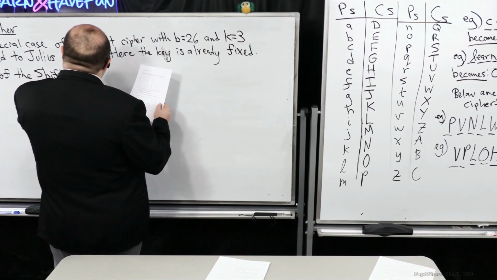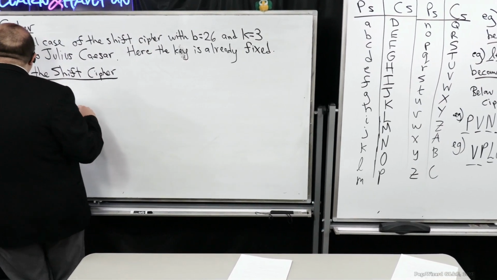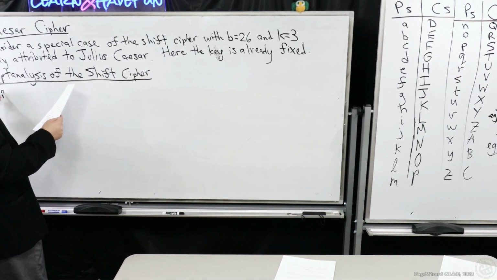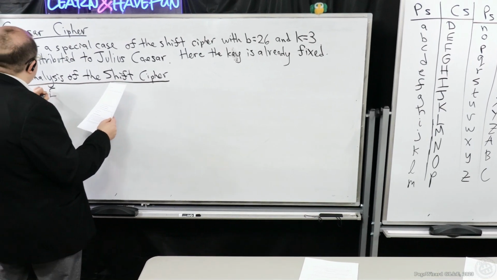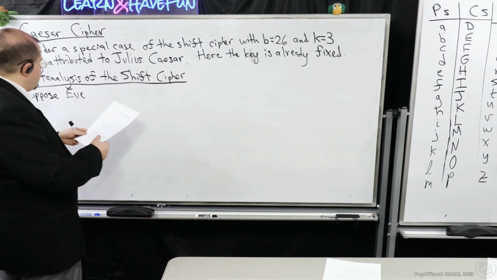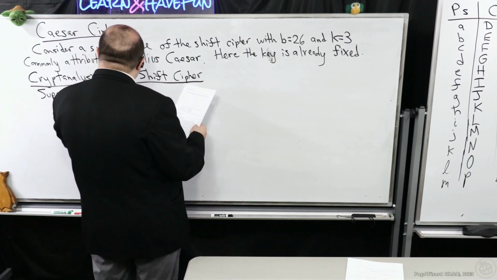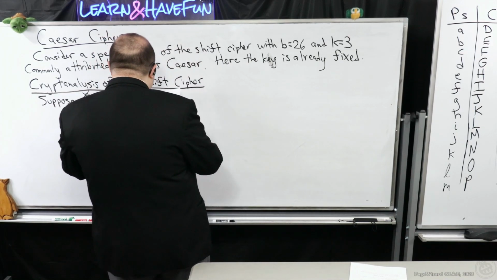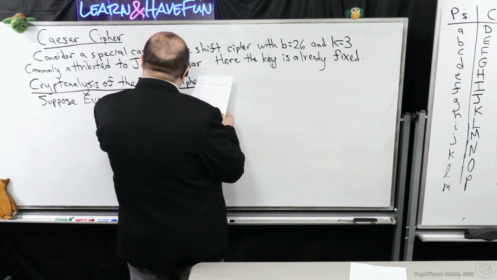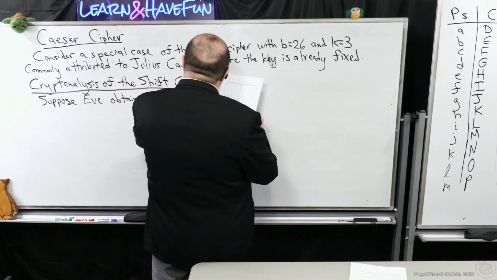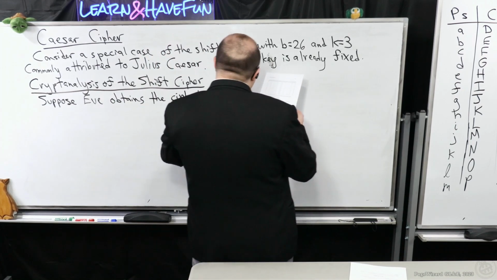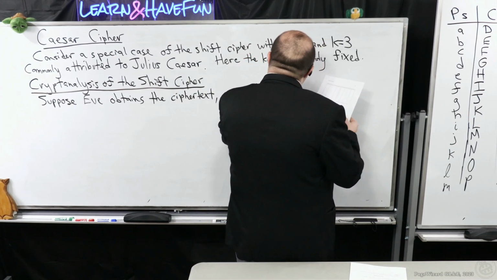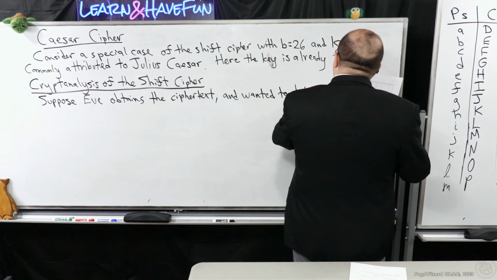So let me tie this all up in a bow for us. I don't have a whole lot to say here, but I really want you to suppose that Eve, the eavesdropper, obtains the ciphertext and wanted to determine K.